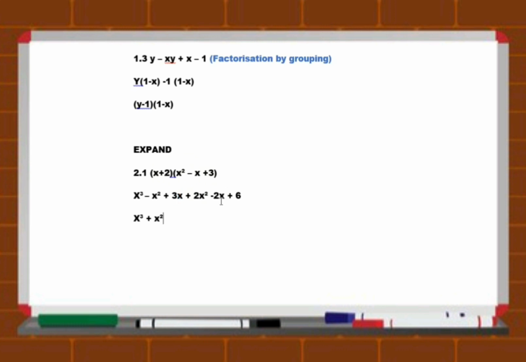3 minus 2, what is it equal to? It's equal to 1. And then 6 is just 6. So that's your final answer, right?